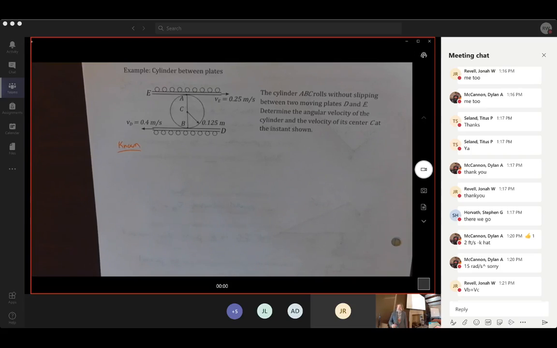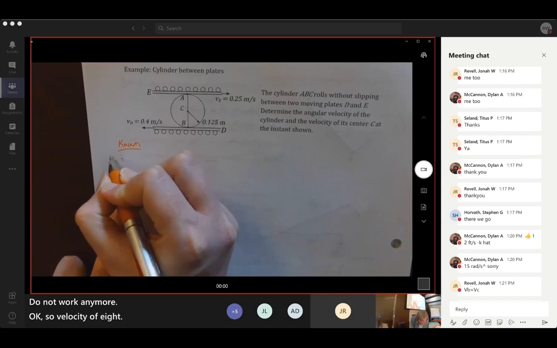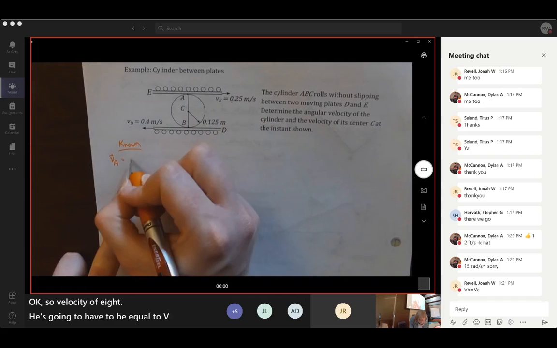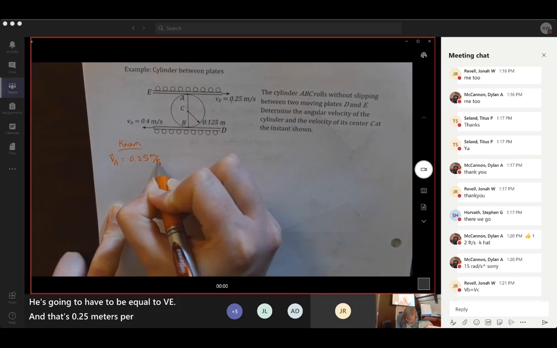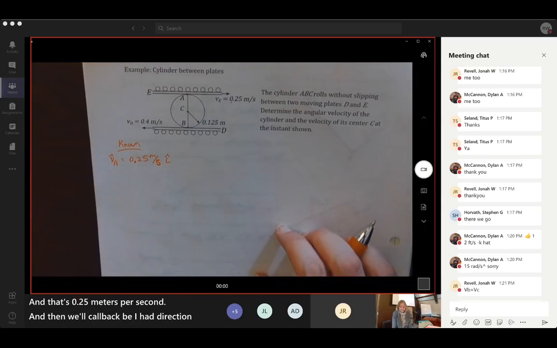How is there not slipping if the velocities of the plates are different? It's not rotating about the center. Okay, so velocity of A is going to have to be equal to VE, and so that's 0.25 meters per second. And we'll call that the I hat direction. What else do we know?